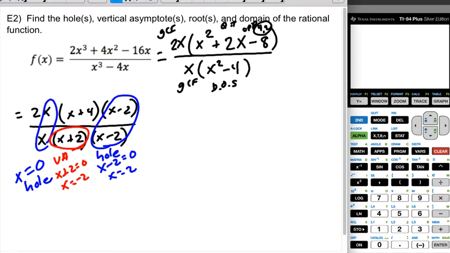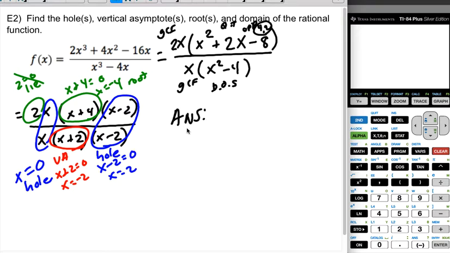And then there's going to be a root when anything on the top is equal to 0, so x plus 4 is 0, which is x is negative 4, is a root. But 2 equals 0 is a lie, right? So that's not a root. That coefficient of 2 cannot be equal to 0. So when I answer this, when I want to list all these values, and I promise that it's going to come together a little bit more as we move forward, there are 2 places that there are holes here. At x is 0 and 2. The only vertical asymptote is at x is negative 2.